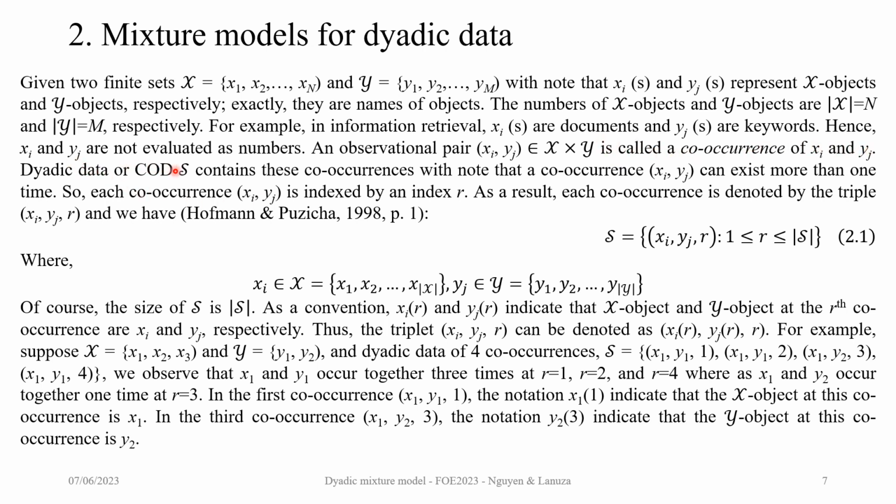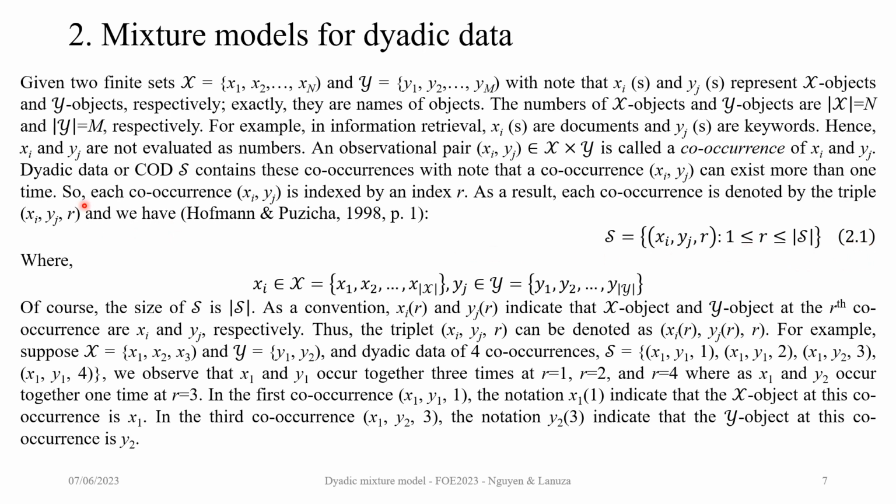For example, in information retrieval, Si are documents and Yj are keywords. Hence, Si and Yj are not evaluated as numbers. An observation based on Si and Yj is called a co-occurrence of Si and Yj. Note that a co-occurrence of Si and Yj can exist more than one time, so each co-occurrence of Si and Yj is labeled by index r. As a result, the co-occurrence is denoted by the triple Si, Yj, r, and we have equation 2.1.